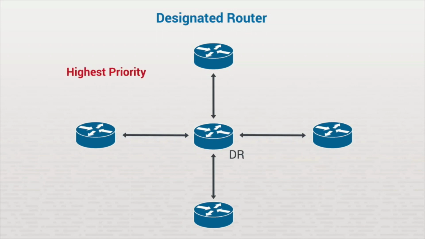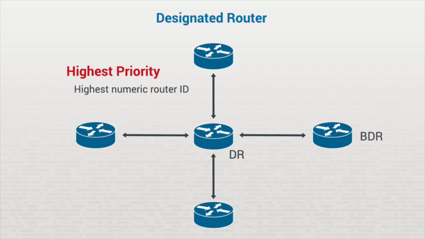The router with the highest OSPF priority becomes the designated router. You can manually decide which router will be the DR by configuring the OSPF priority. If you don't, or if there is a tie for the highest priority, then the router with the highest numeric router ID becomes the designated router. The router with the second highest priority is selected as the backup designated router, or the BDR, which monitors the DR and takes over if it goes down.